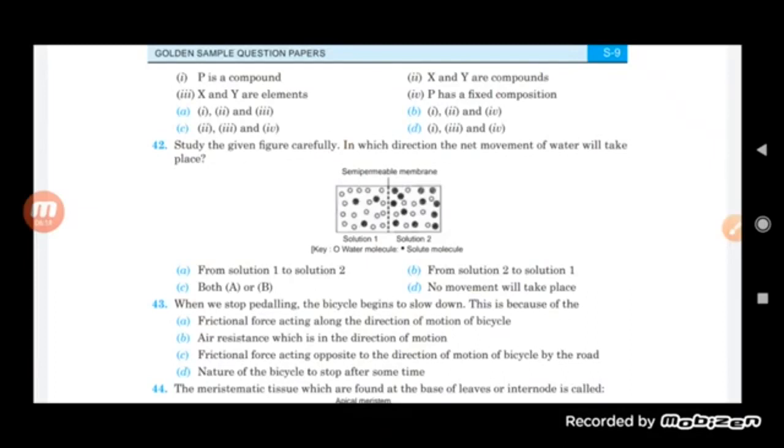XY, it is not a compound. XY are the elements. So two or more elements, when they combine together, form the compound. So the third one is also a correct option. And the fourth one, that P has a fixed composition. This is also a correct one, because a compound always has a fixed composition. So the fourth one is also a correct option.